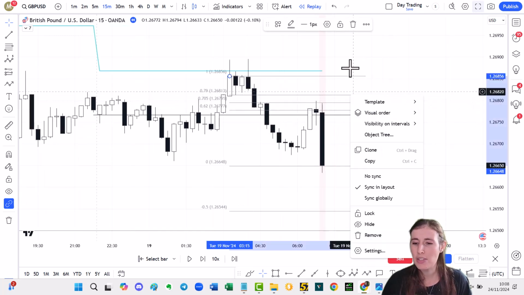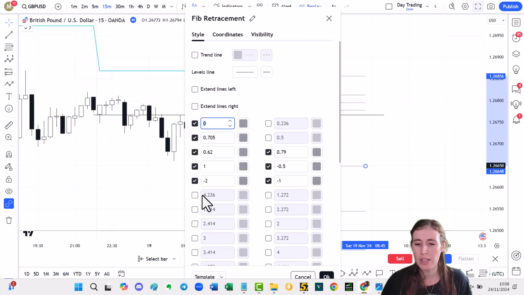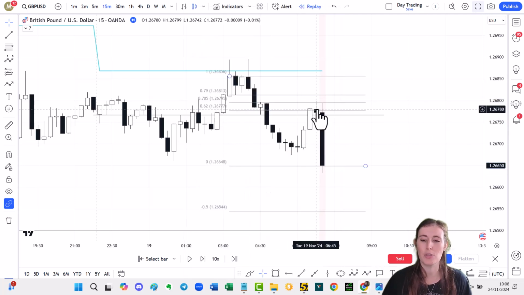If I go into the settings of this fib, there are many different options and you can customize them all. Some people prefer to use the 50% level, half of a retracement, but I found that price tends to retrace even further.